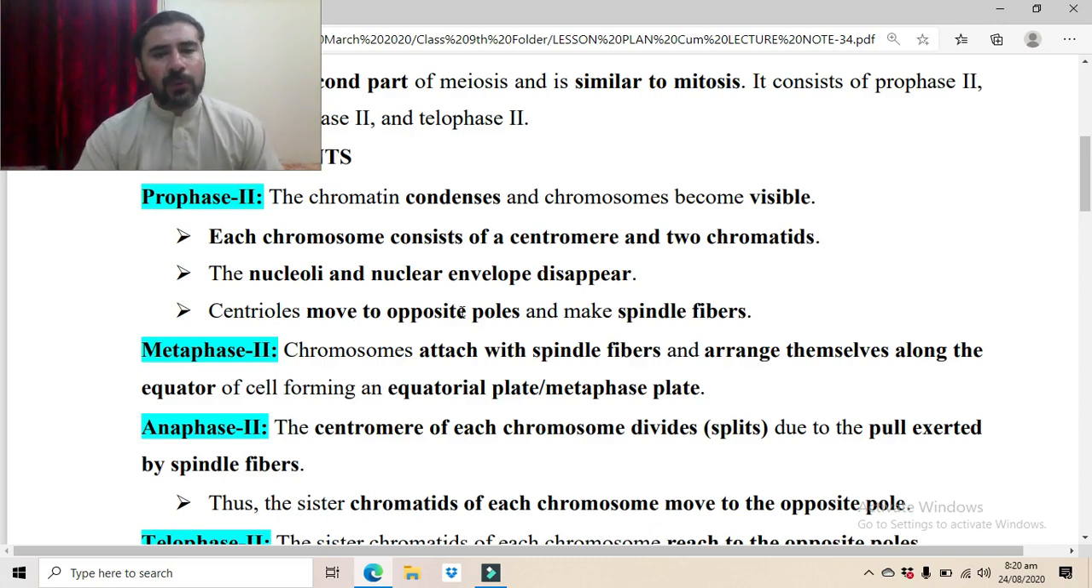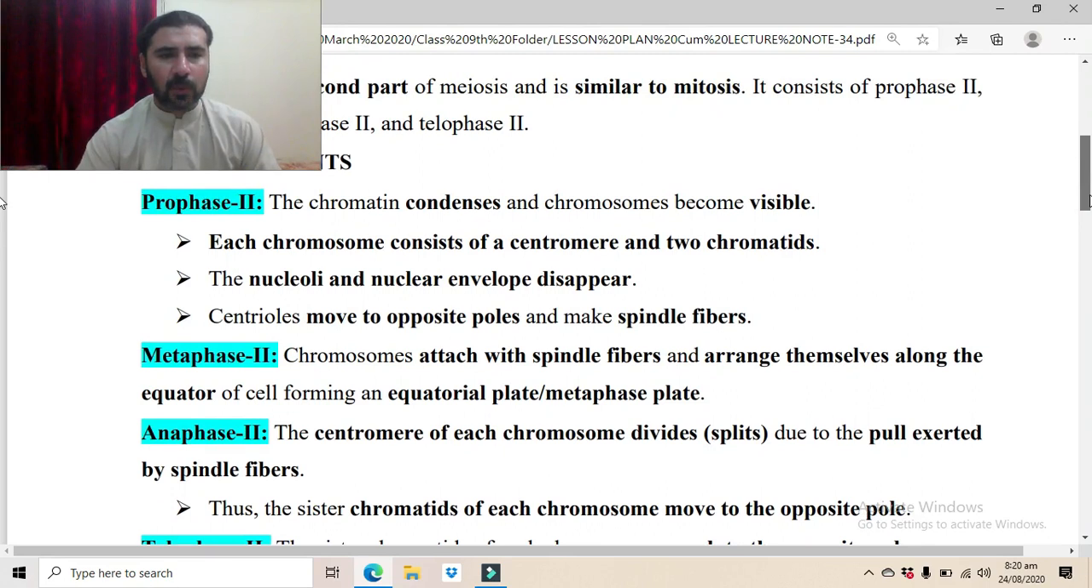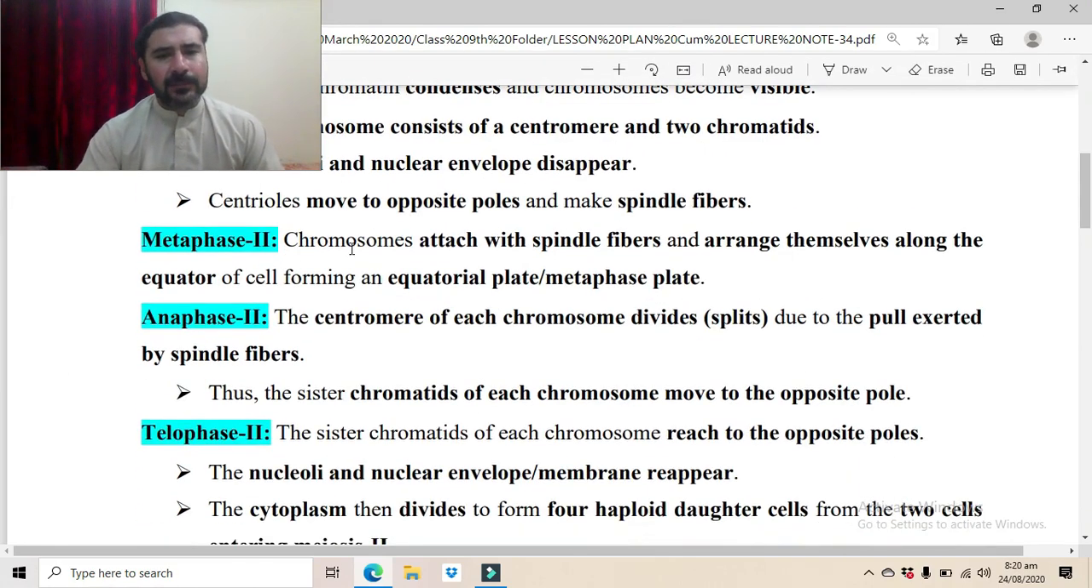Then the centriole will move to the opposite pole and make spindle fibers. Again, this is similar to that of prophase 1 of meiosis and similar to the prophase of mitosis. In the metaphase, again this is similar.